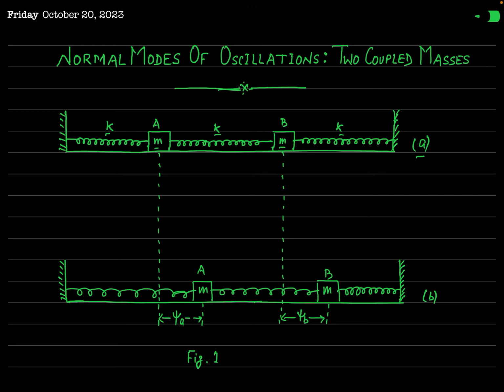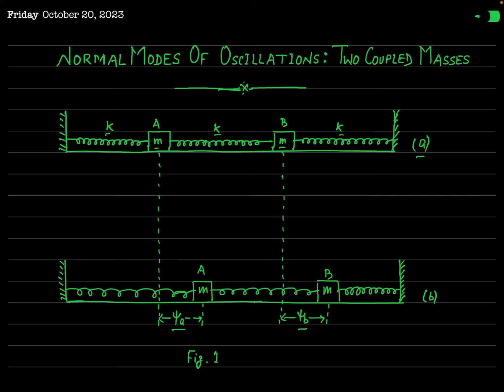Now let us consider that from this equilibrium state, the two masses are displaced horizontally on the surface, so that the longitudinal oscillation will take place. As you can see, mass A has been displaced by psi A from its equilibrium position at any moment t, and at the same time mass B has been displaced by psi B. In general, psi A and psi B are not equal.